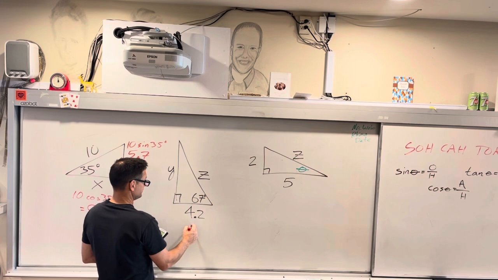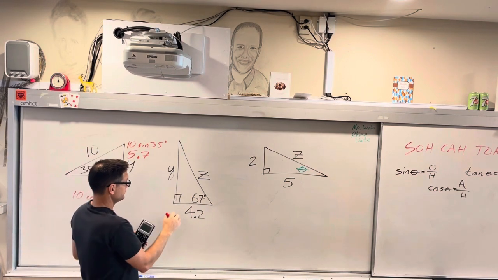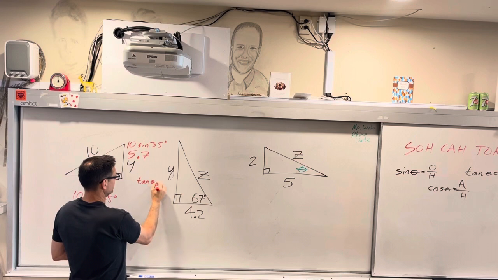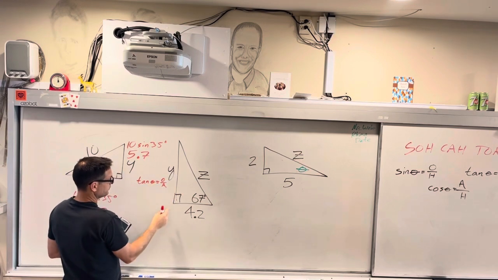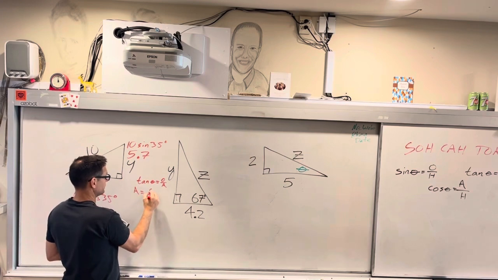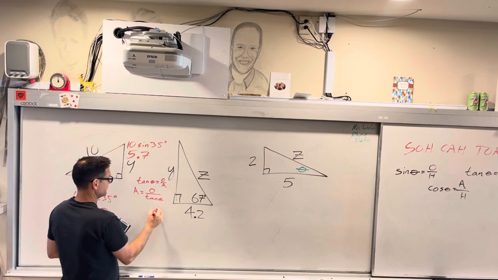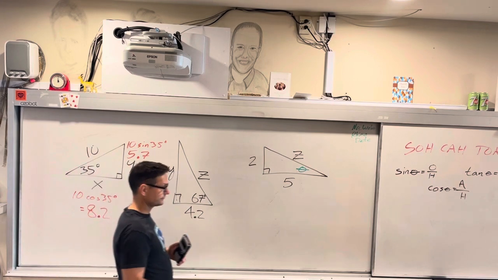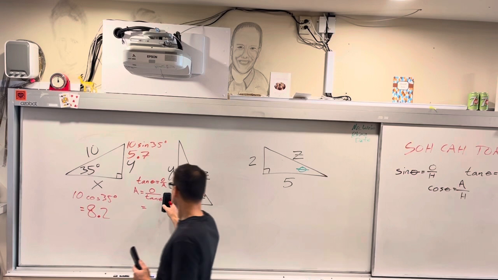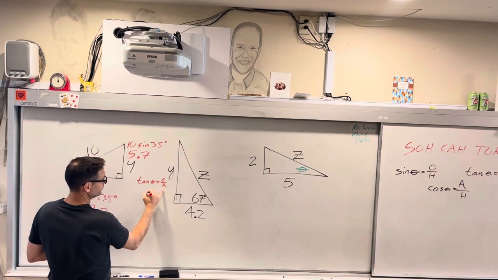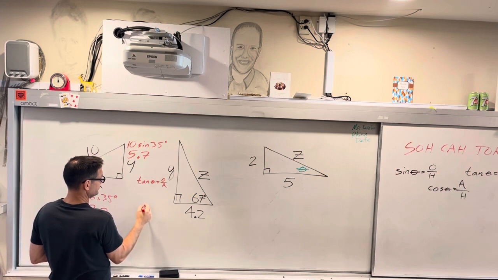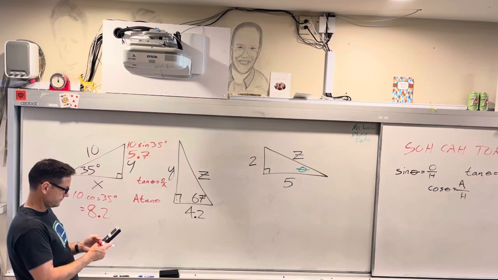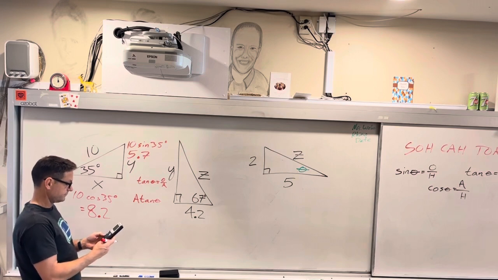This is adjacent. So for this one, you know that A, so you're going to do A tan theta, which is 9.9.